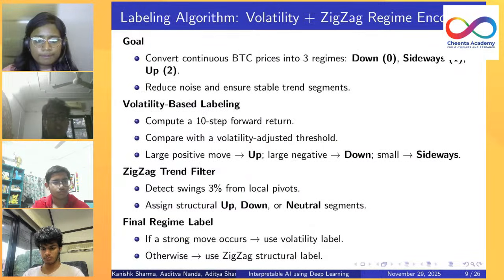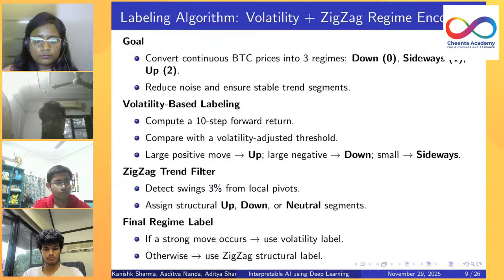Right. So now since we are doing a price prediction, it is necessary to assign labels to each tensor, which brings us to our labeling algorithm, which is a combination of volatility based labeling and a zigzag trend filter. It's a two-step process, not that difficult. A three-class regime label is constructed for each timestamp. We compute a 10-step forward return and compare it with a volatility adjusted threshold.